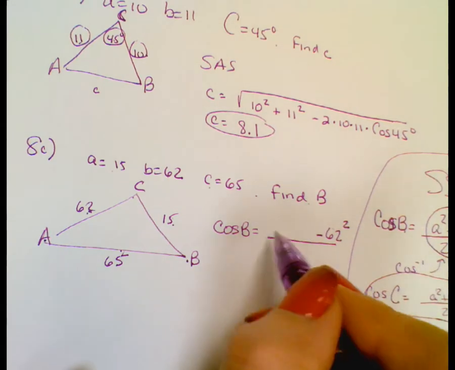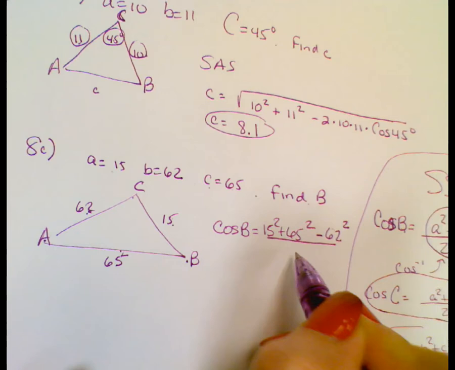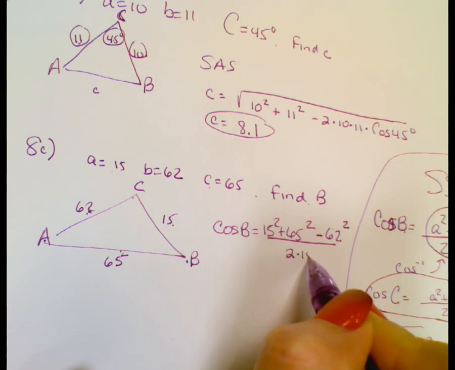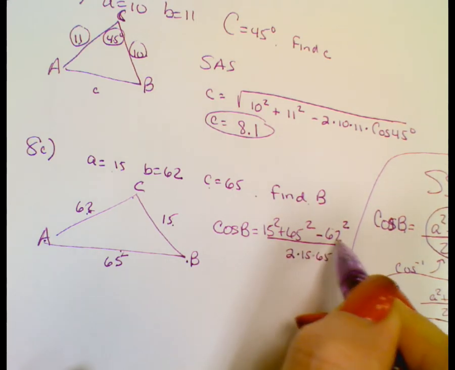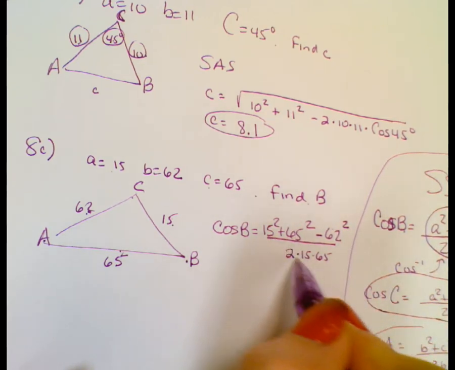All right, so the other two sides are 15 squared and 65 squared. And then over 2 times 15 times 65. The one that you're subtracting, you never use it again. You only use it one time. The other two, you should use twice in the formula.